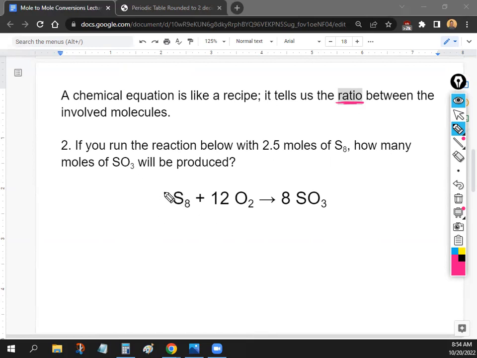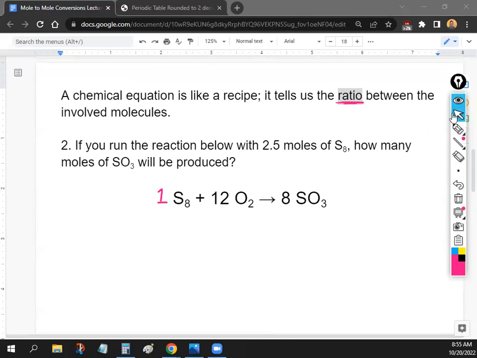So if we take a look at this chemical equation, how many S8s are in the equation? Not 8, that's 8 sulfurs. Yeah, there's only one S8 molecule, right? And so this equation tells us that if I have one of these, I'm gonna need 12 oxygens. And so that's the ratio between them. It's a 1:12 ratio. Make sense? And that will allow me to make 8 SO3. So it's like a recipe. It tells us if I have one of this, I need 12 of these guys, and I can make 8 of these guys. Okay. So it's kind of like the relationship.